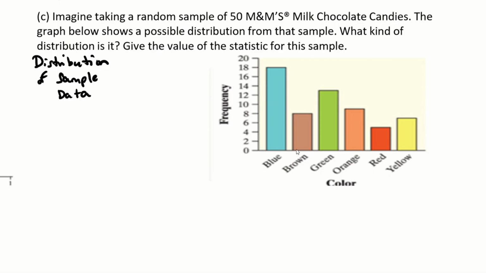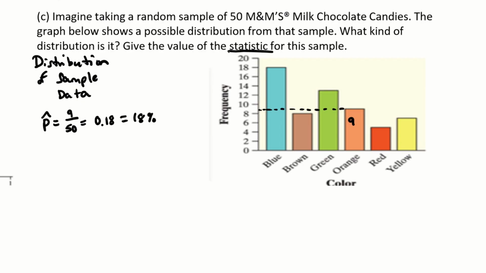Okay, so this is a distribution of sample data, and we want to give the value of the statistic. So what's the value of the statistic? We're dealing with orange, right? So we want the proportion of orange. For orange, it appears there are 9 that were selected, right? So let me just go there. Yeah, it appears that it's 9 here. So it's 9 orange, which means p hat is 9 out of 50, which is 18% or 0.18, okay? Or 18%, same thing. All right, so that's the value of the statistic for that sample.